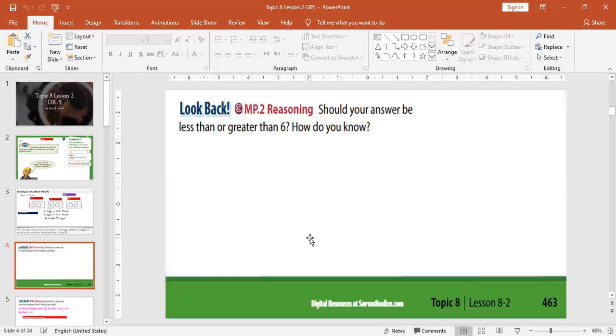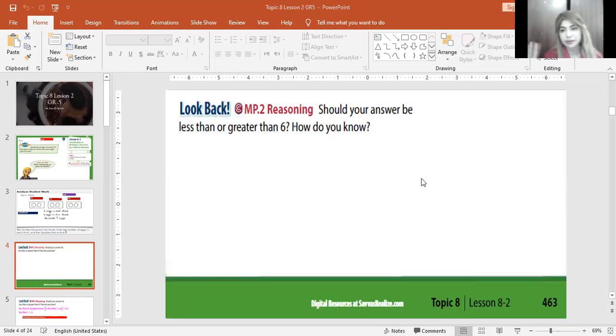Page 463, should your answer be less than or greater than 6? How do you know? I will tell you how I know. If I multiply any number by 1, 6 multiply 1, it will give me the same number, 6. But if I multiply this number by a fraction, as I told you, how I multiply a whole number by a fraction, numerator, denominator. I multiply the whole number by the numerator and divide it by the denominator, right?